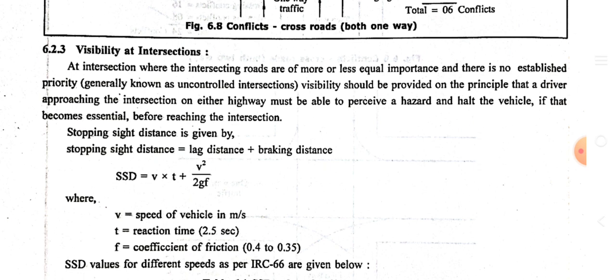Now next is visibility at an intersection. At an intersection where the intersecting roads are of more or less equal importance and there is no established priority, it is generally known as an uncontrolled intersection. Visibility should be provided on the principle that a driver approaching the intersection on either highway must be able to perceive a hazard and stop the vehicle if it becomes essential before reaching the intersection.